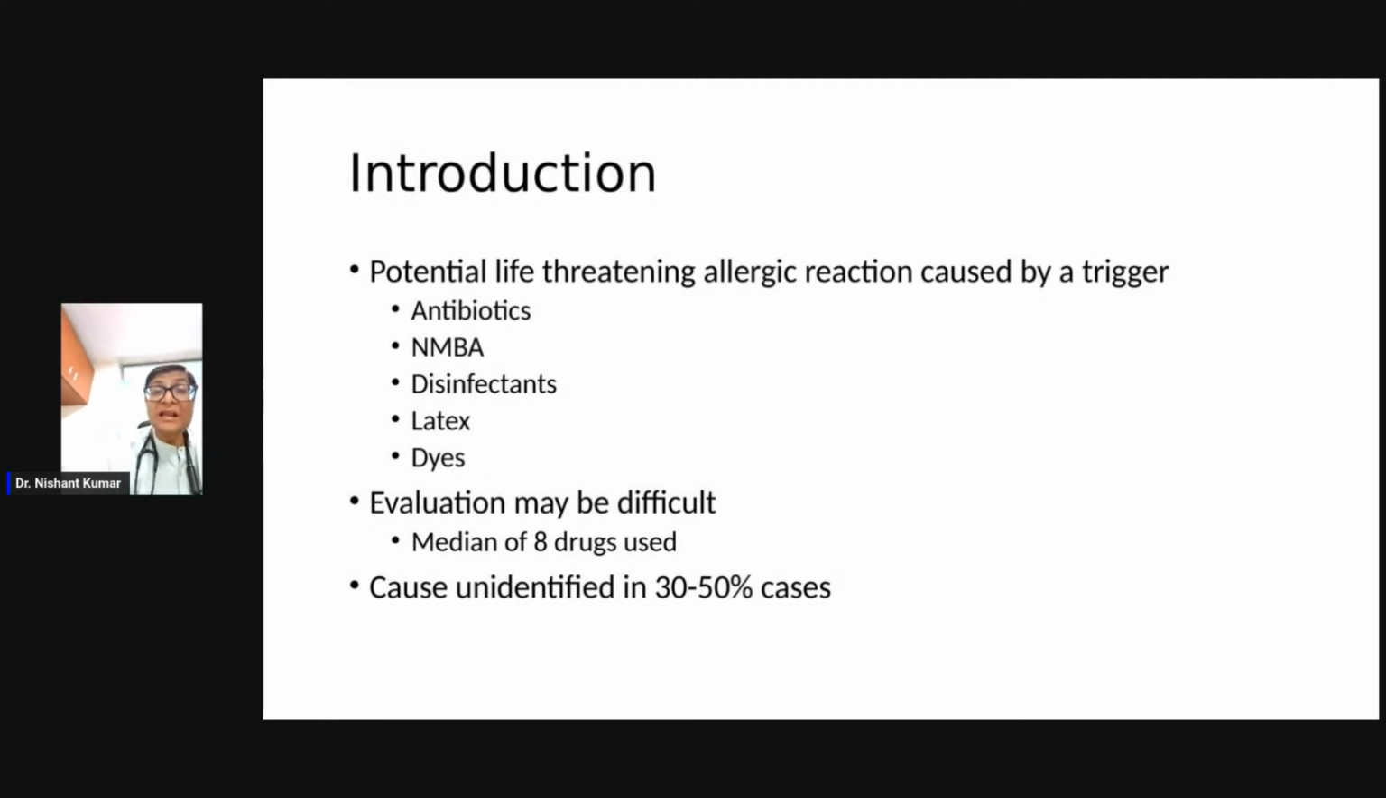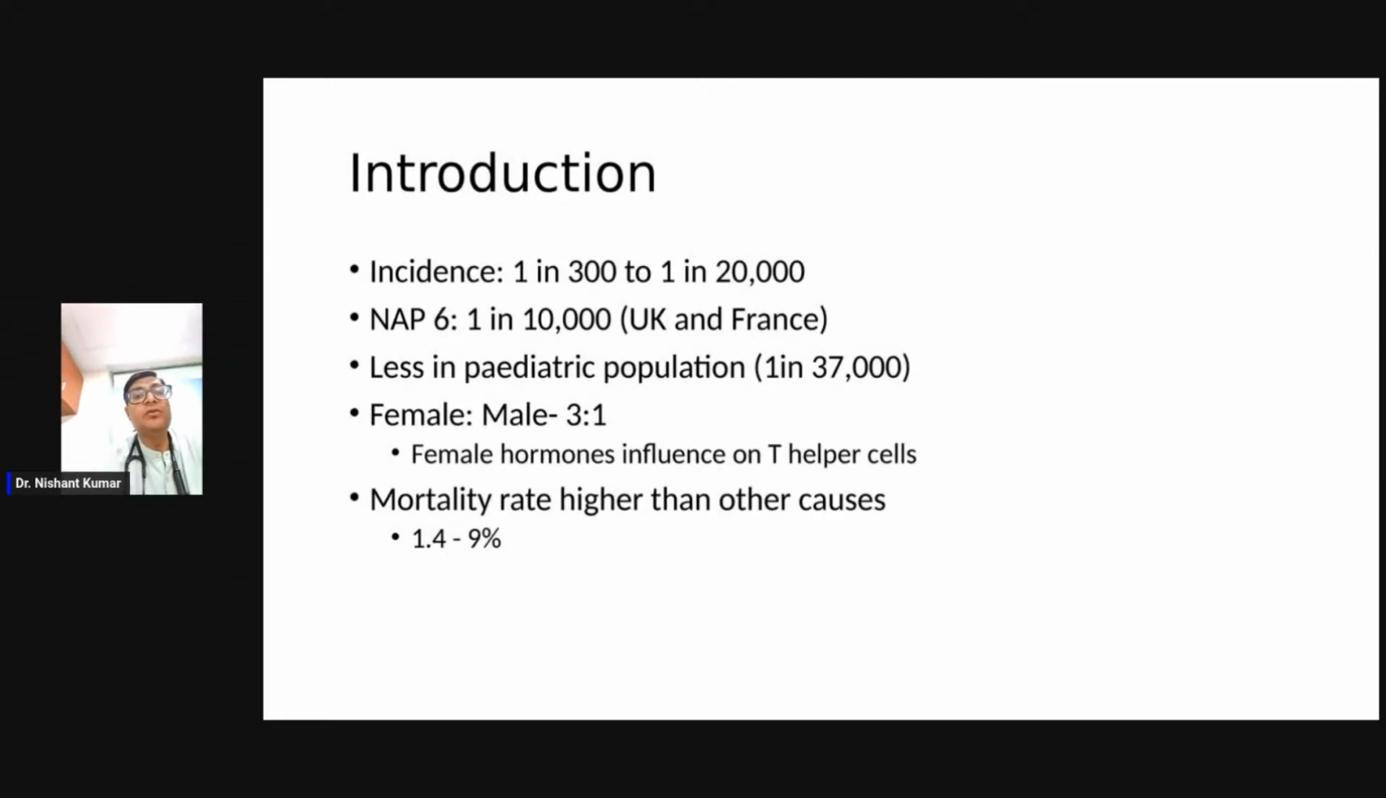So you can remember, and remember even the excipients in seemingly innocuous substances like RL or normal saline, crystalloids or colloids, can cause a reaction. And the unfortunate part is that the cause remains unidentified in 30 to 50% of the cases. Now, we cannot pinpoint, like in our case, which of the agents could have caused this particular anaphylaxis. The incidence is around 1 in 300 to 1 in 20,000. It varies. NAP6 says it is 1 in 10,000 in UK and France.